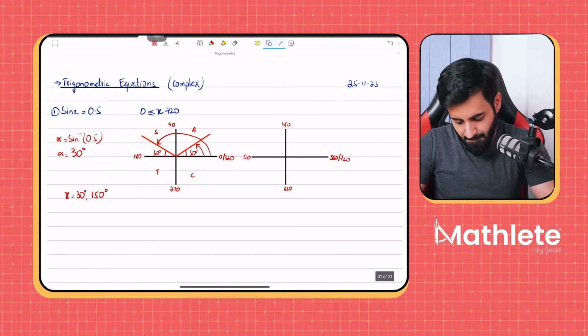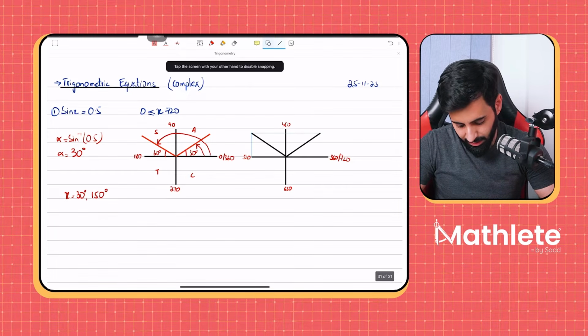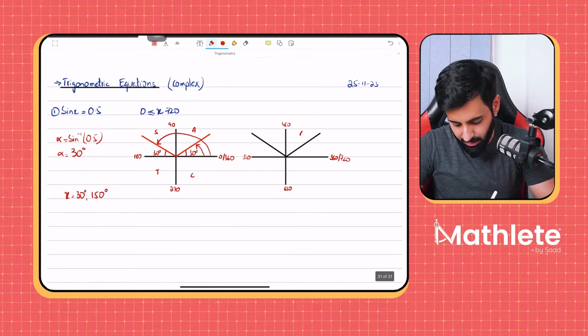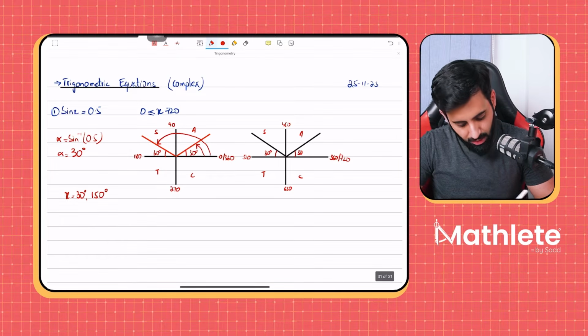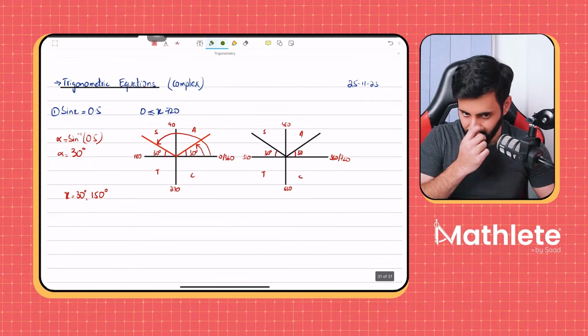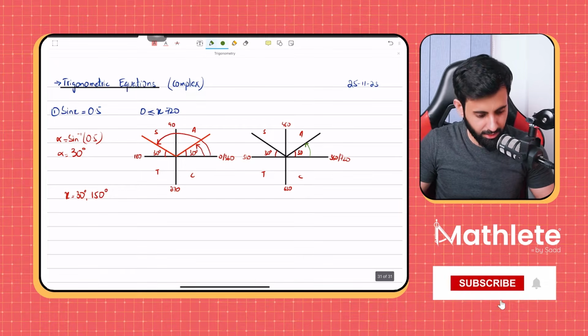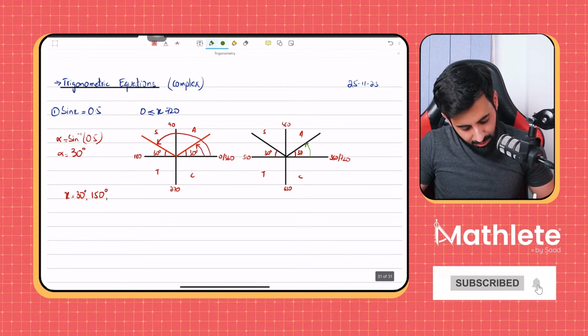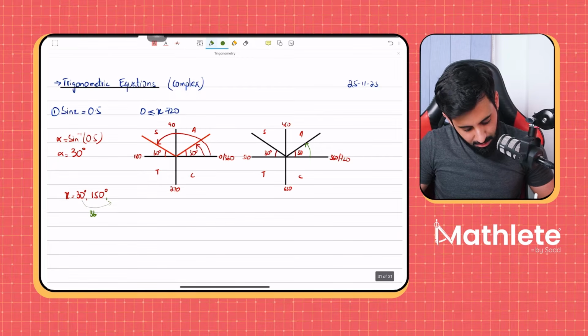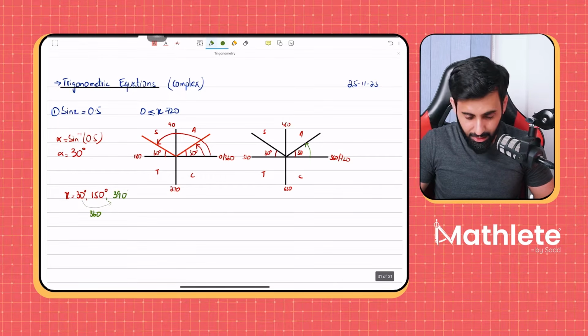So now this is still the first quadrant. This is still the second quadrant. Sine is still positive. Everything else remains the same. ASTC, don't forget that. 30, 30. So in the second cycle, what we're doing is starting from 360 and then going another 30 degrees. So what is that? That is 360 plus 30, which is 390 degrees.